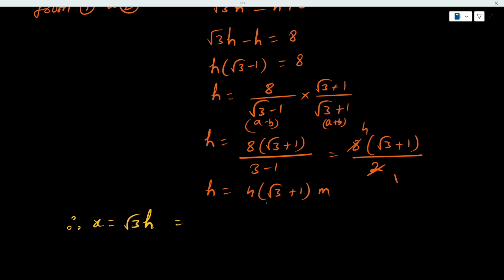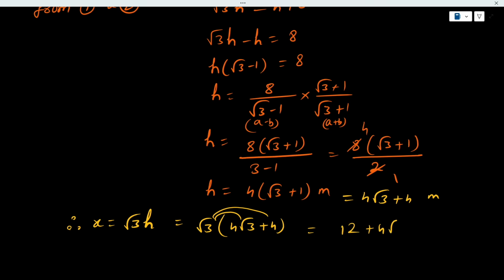I can substitute, I can open this bracket also, because we need to add those values, right? So I can take it here, root 3 times 4 root 3 plus 4, which is going to be, if I use the distributive property, 12 plus 4 root 3 meters, right? This is the distance between those two buildings.